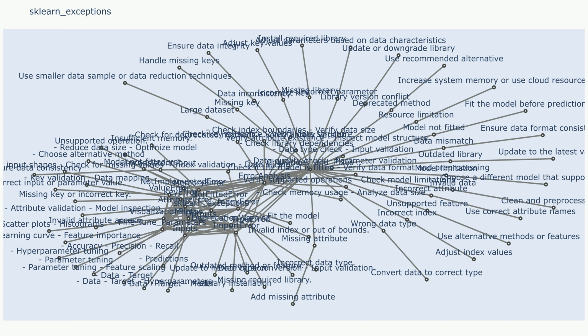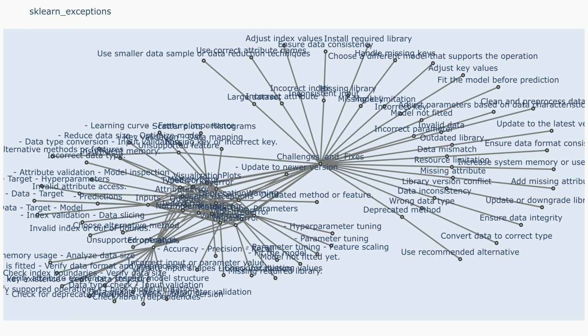Challenge 10. Key error. Sample use case that resulted in challenge 10. Attempting to access a key that doesn't exist in a dictionary or a column that doesn't exist in a DataFrame. Fixes to challenge 10. Double-check the key or column name for accuracy. Ensure that the key or column is present in the data structure.